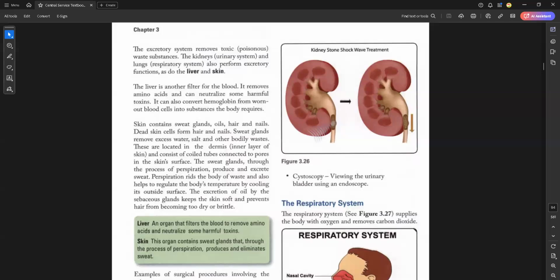Skin contains, look at the paragraph I'm reading, let me call it the third paragraph: skin contains sweat glands, oils, hair, and nails. Dead skin cells form hair and nails. You see? Sometimes we wonder, where do our nails come from? We cut them. Are they inside the body? Today you are learning that the skin contains sweat glands and those kinds of things. When they are dead, of course, they form the hair.